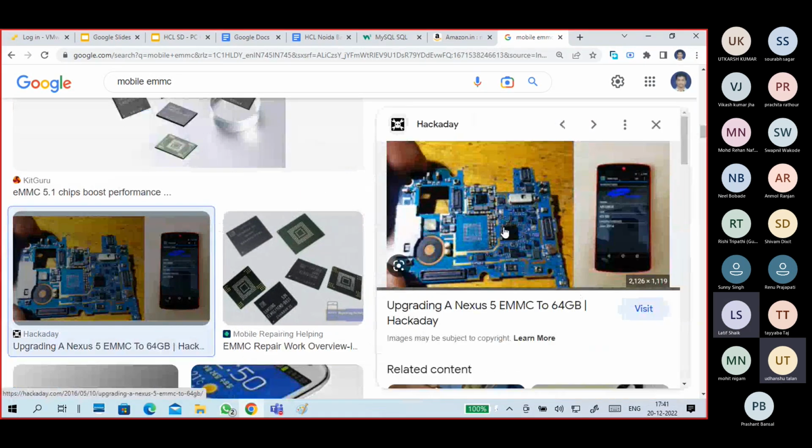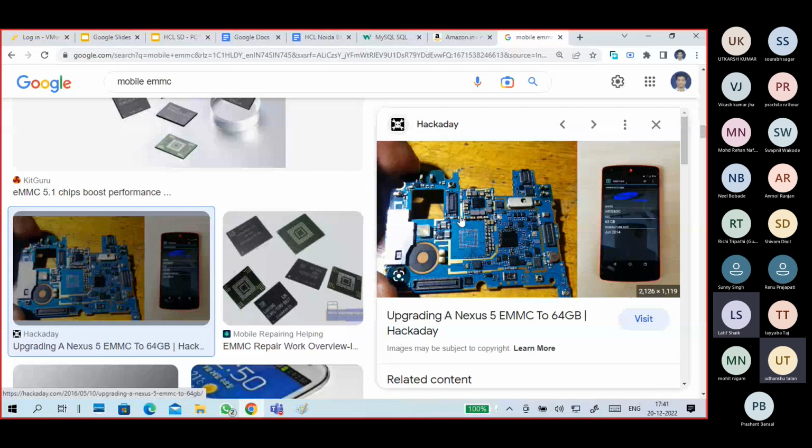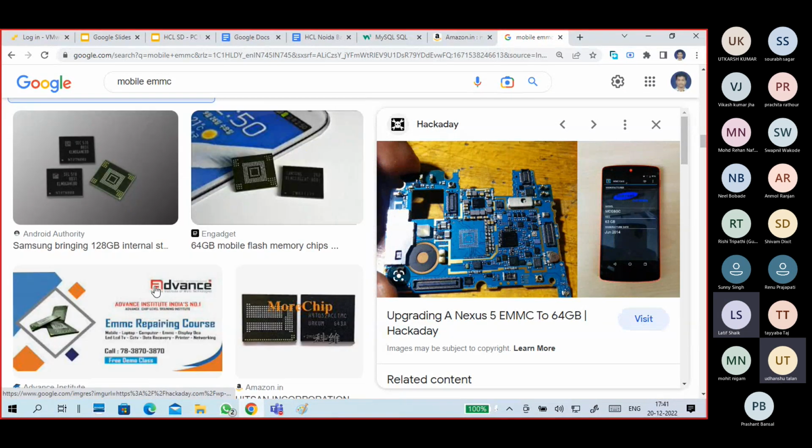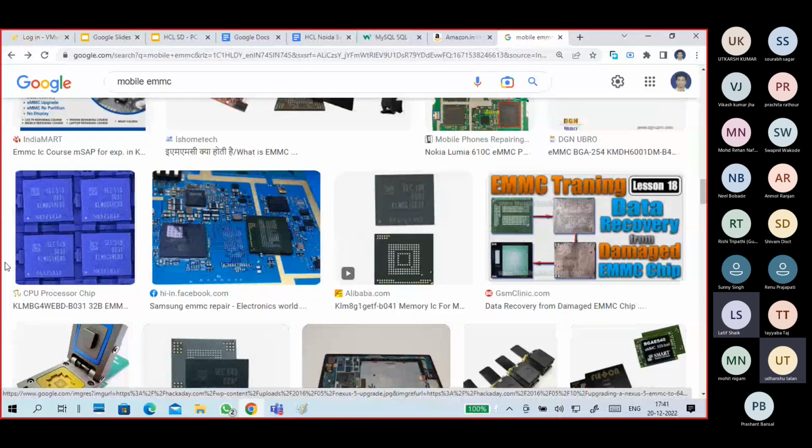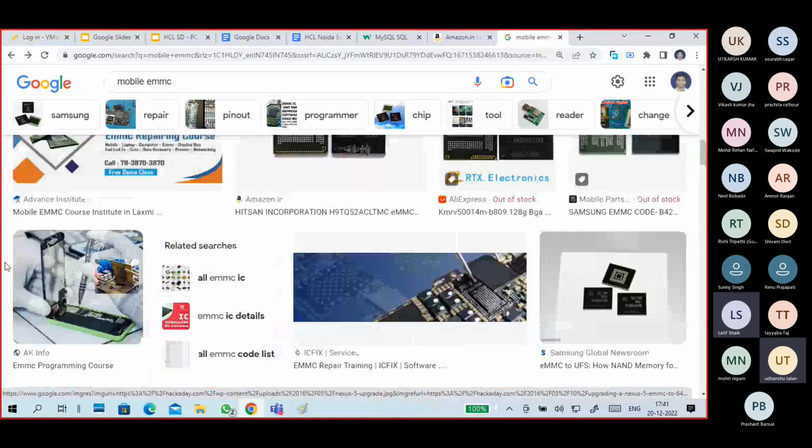This is an internal part, so somewhere it will be located on the motherboard. Okay, this is not ROM, but when they're telling it to make it easier, so that's it. This is the eMMC kind of stuff.